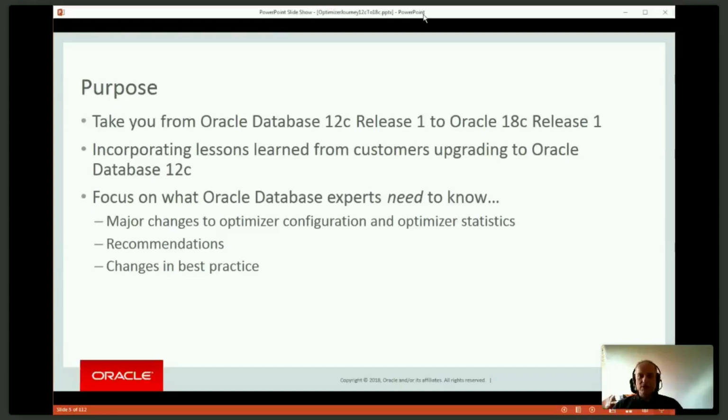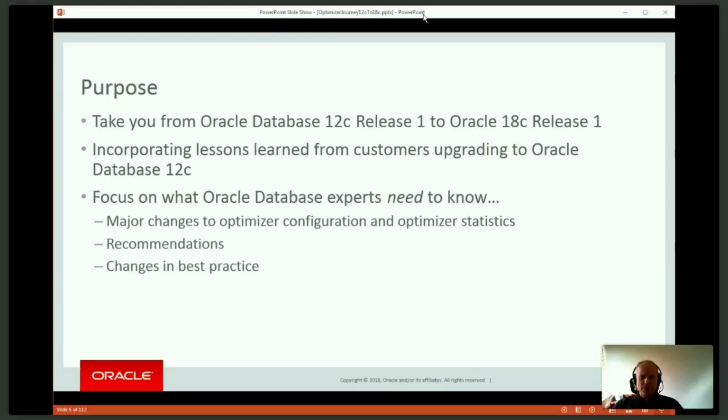So if you're currently running on Release 1, I'm hoping that some of this session is going to be of use to you as well, because if you're familiar with Release 1, there are some things that happened in Release 2 that I want to make you aware of and that you should know about.